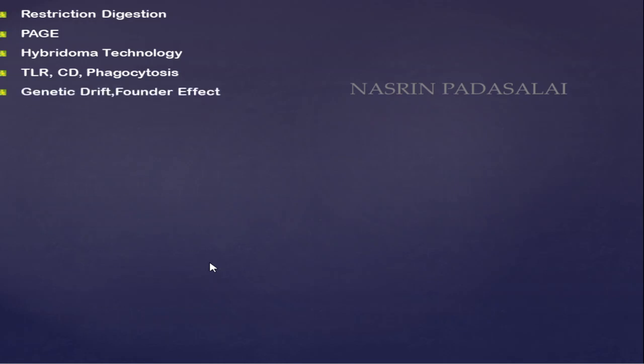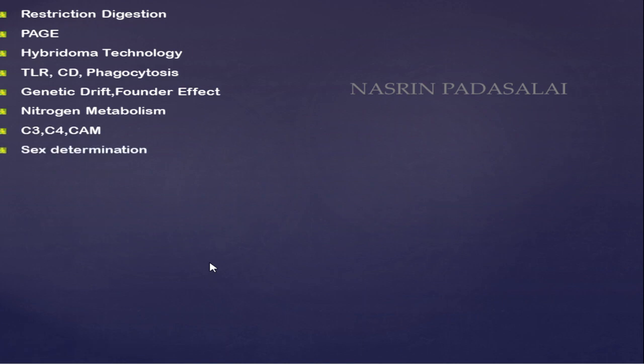Next is phagocytosis, genetic drift. In evolution you need to have a special understanding about genetic drift and founder effect. Next, in plant physiology, again you need to know about nitrogen metabolism, like denitrification, ammonification, like that you need to know. Next is C3 plant, C4 plant, CAM cycle. Next you need to know sex determination in human and also in some other organisms. So you can find complete sex determination of all the organisms in the Gilbert book.